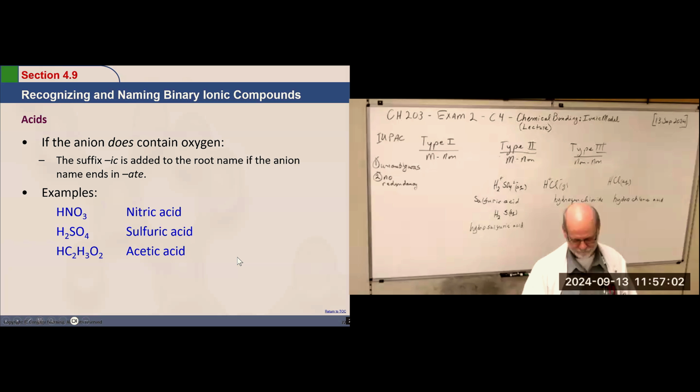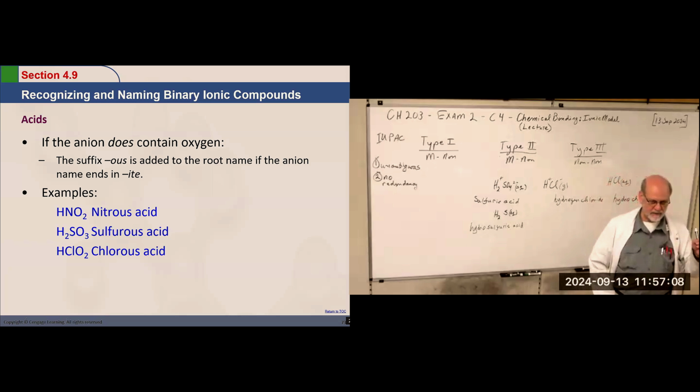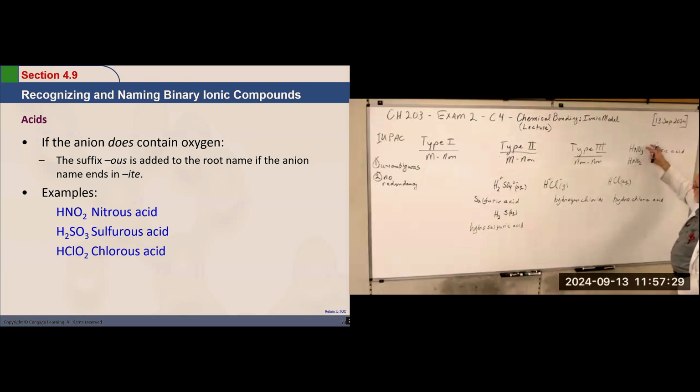Okay, so ates become ic. Ites become ous. So if it's NO3, HNO3, that would be nitric acid. If it's HNO2, right, that's a -1, this is a -1. This is nitrate, this is nitrite. The ites become ous, so it's nitrous acid.